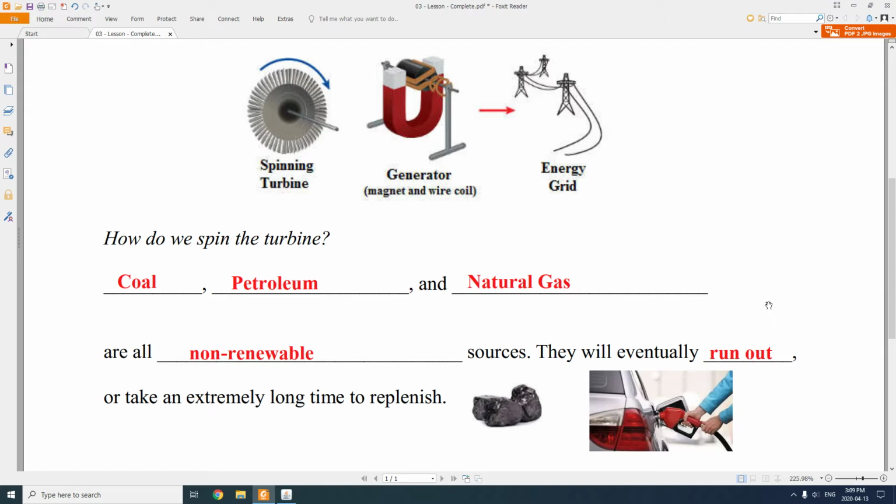Coal, for example, will eventually be recreated, but it takes tens of thousands of years, well beyond the life of a human. So in this case, we say that it essentially runs out, right? Because we wouldn't be able to just wait 10 or 20,000 years for it to form again. So there's a limited amount of these things in the Earth. When you use them up, they're essentially gone.